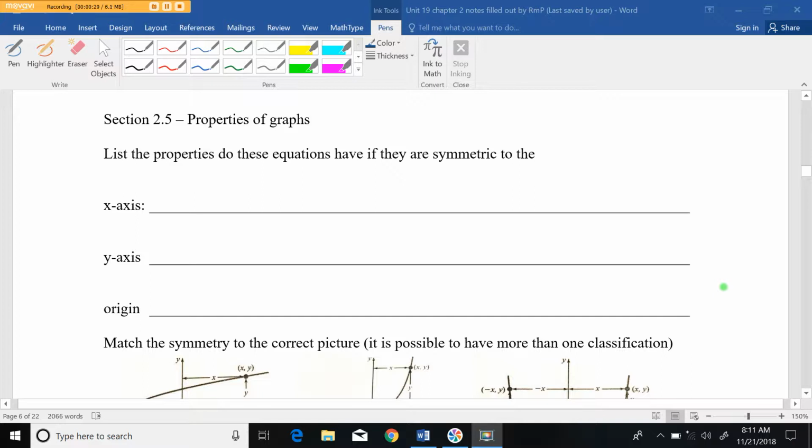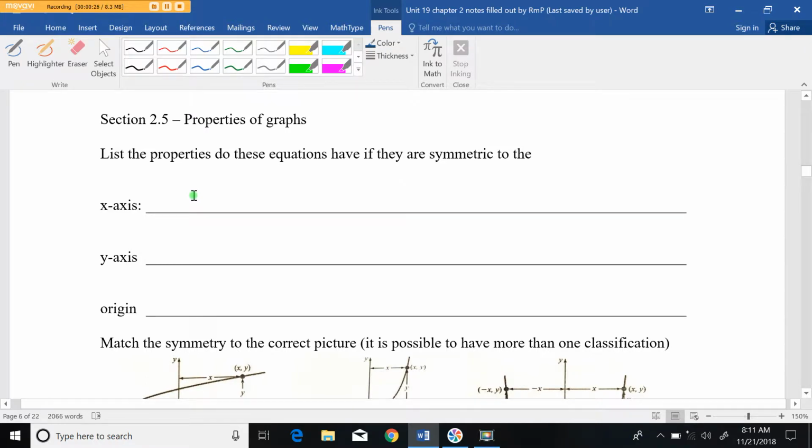So when a graph is symmetric about the x-axis, that means that, get my pen on here. That means that if the point (A, B) is on the graph, then the point (A, minus B) is also on the graph. And I'll give an example of what I mean in a minute. The A's and B's can be any values.